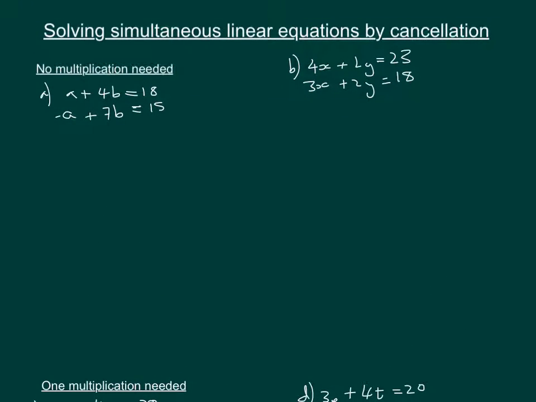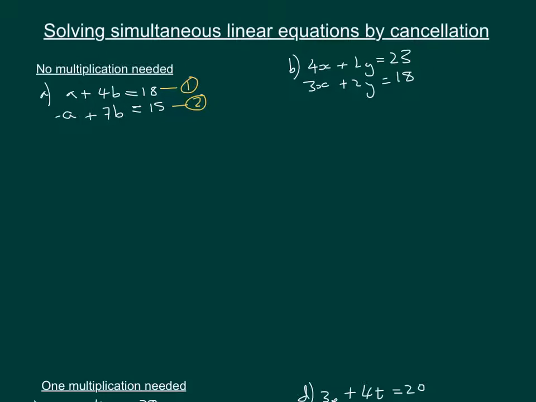So if we have a look at the first one, the way I always do simultaneous equations, and I think the best way of doing it, is to label each equation number 1 and number 2, and then we can say what we're doing from there. There's no multiplication needed, so we just need to add or subtract the two equations to eliminate one of the variables. We've got an a and a b. We need to get rid of one of them. If we got rid of the b terms, we'd know what a is. If we got rid of the a terms, we'd be able to find out what b is.